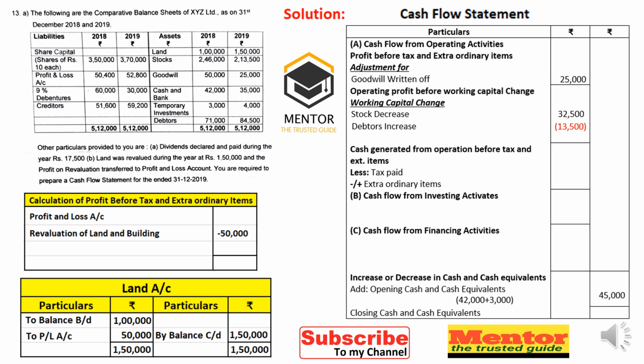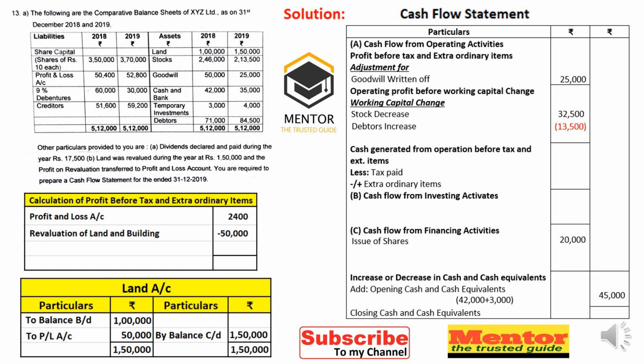Share capital, last year our capital was 350, now it is 370. So increase in share capital is 20,000. So issue of shares is 20,000. That is a financing activity. Most important, issue of shares will be considered as a financing activity. That is 20,000.